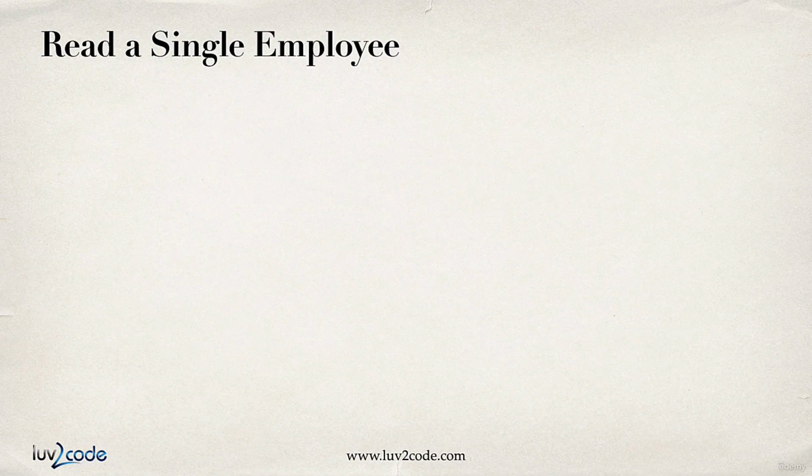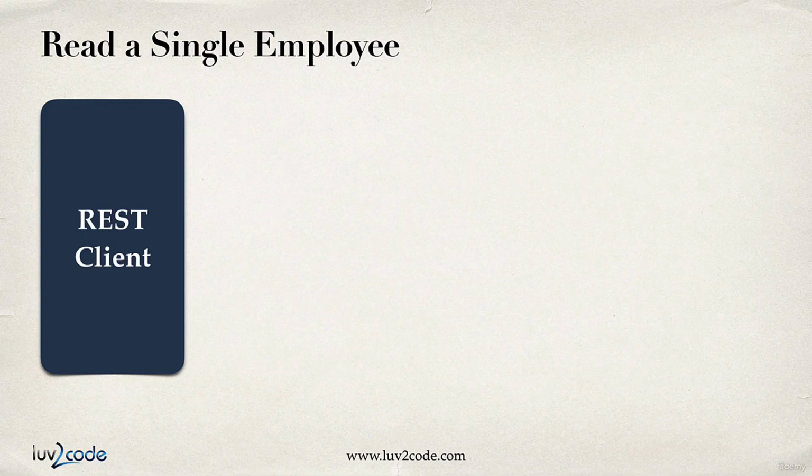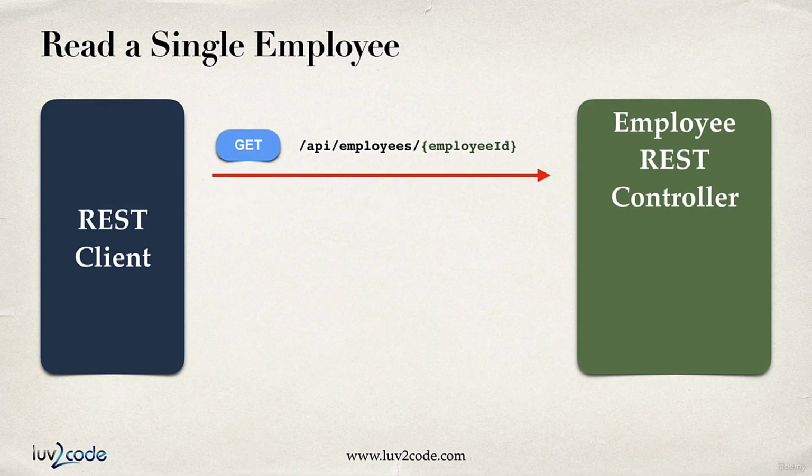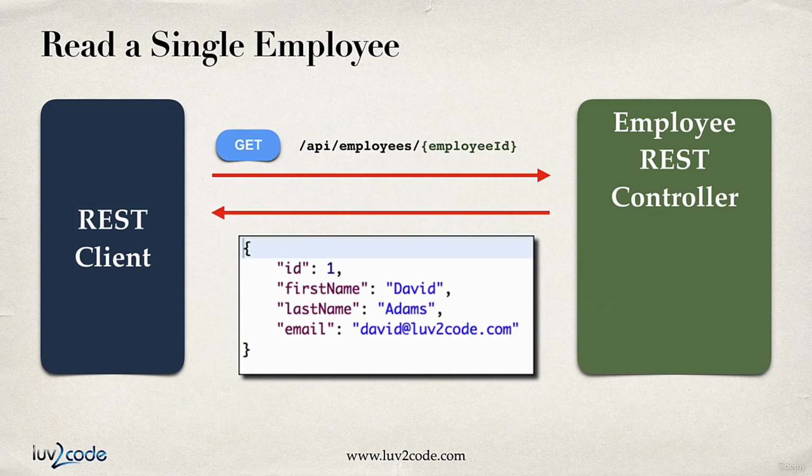Now let's look at the application interaction between our REST client and our REST controller. With the REST client, we'll do a get /API/employee/employee ID, and it'll return that single employee, in this case, David Adams.